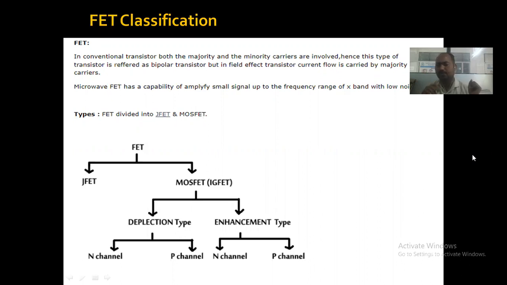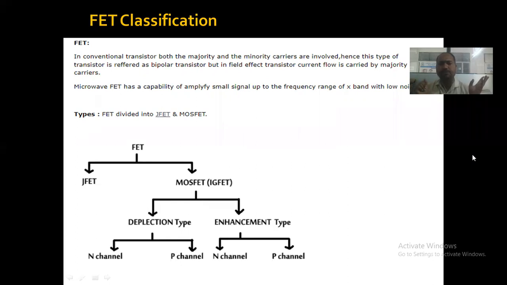So in a bipolar junction transistor, there is either majority or minority. If we consider an NPN type of transistor, there should be a majority of electrons, because it has 2 n and 1 p. If it is a PNP, it has the majority of holes, right?